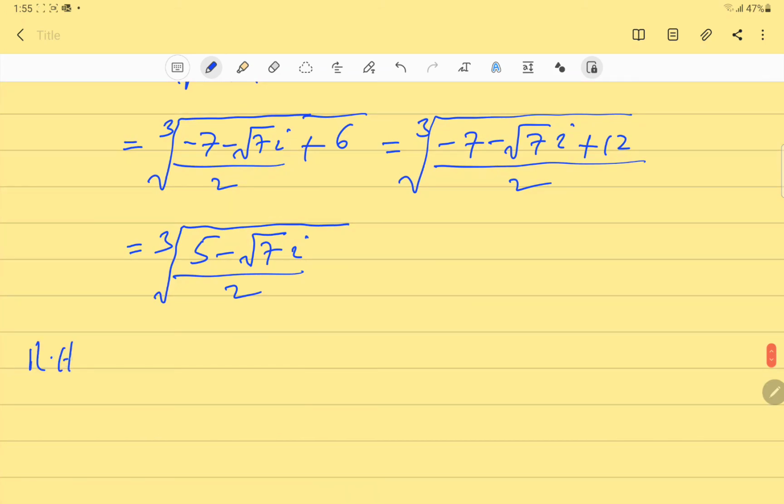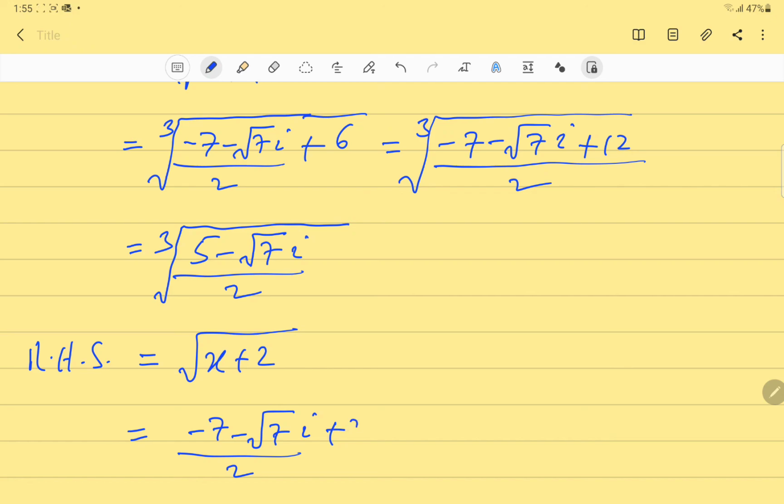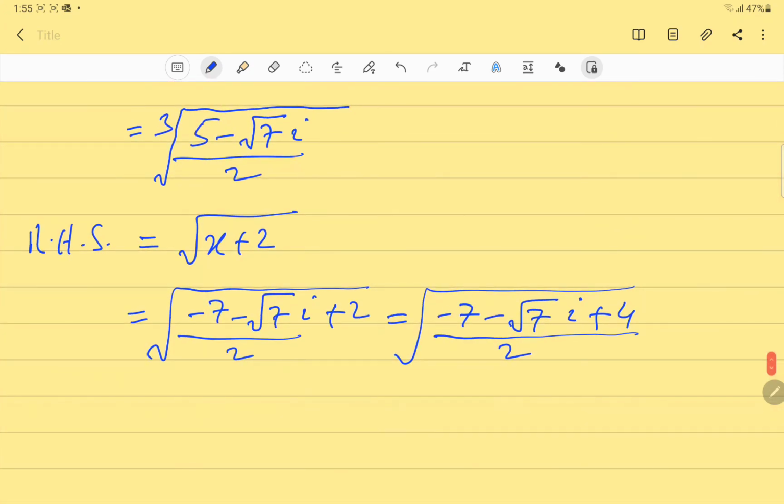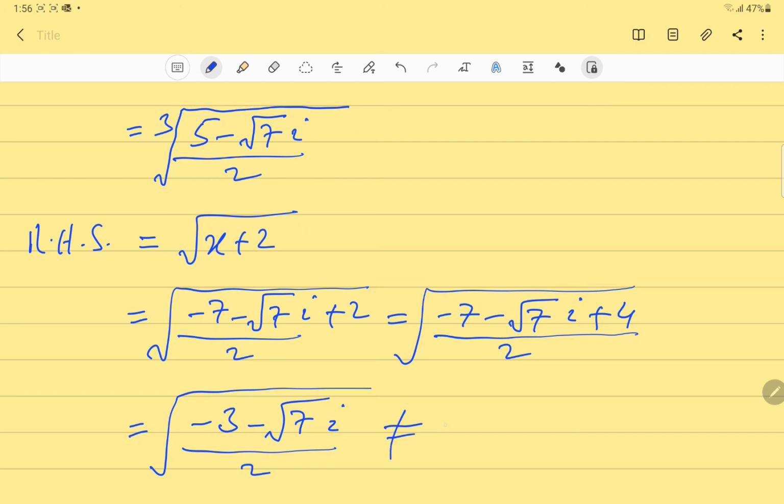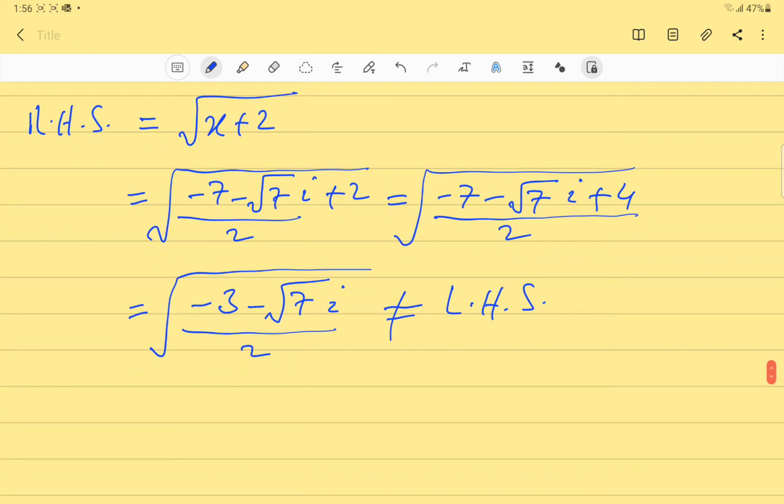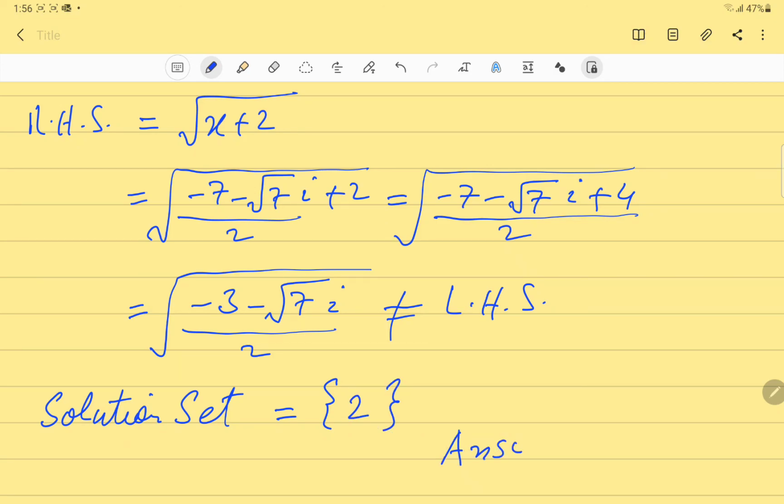Now we will check for the right hand side. Square root of x plus 2: minus 7 minus square root of 7 into iota over 2 plus 2 is equal to minus 7 minus square root of 7 iota plus 4 over 2. So it is minus 3 minus square root of 7 iota over 2, which is not equal to the left hand side. So except 2, all the remaining roots are extraneous roots. So our solution set is equal to {2}, and this is the answer to our question.